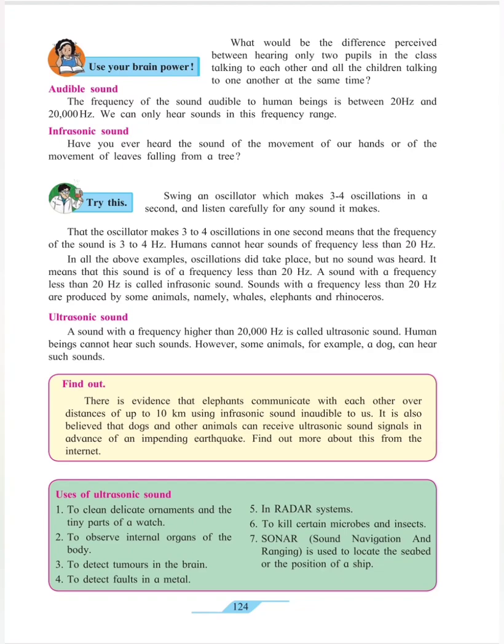Ultrasonic sounds. A sound with a frequency higher than 20,000 Hz is called ultrasonic sound. Human beings cannot hear such sounds. However, some animals, for example a dog, can hear such sounds. So in general, the sound whose frequency is less than 20 Hz is called infrasonic sound. The sound whose frequency lies between 20 Hz and 20,000 Hz is the audible sound which we human beings are able to hear. And ultrasonic sound is the sound whose frequency is more than 20,000 Hz.